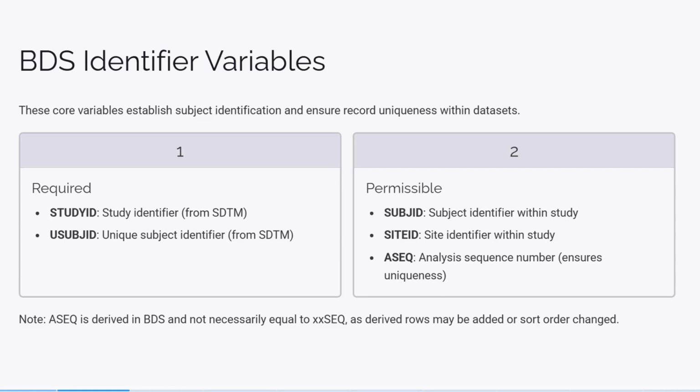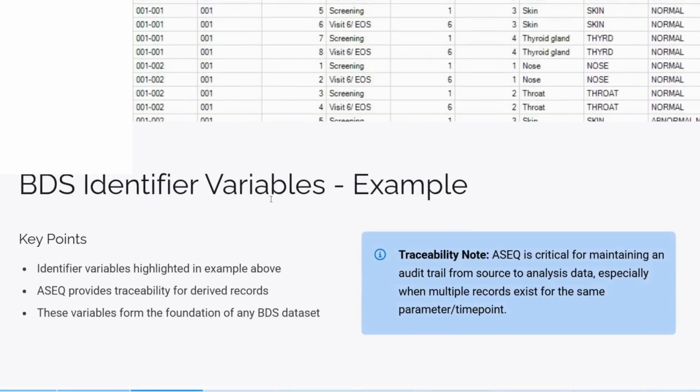Okay. So if you go to the next slide. Oops, sorry. So the BDS identifier variables example. So identifier variables are highlighted in the example above, and the sequence provides traceability for derived records. These variables form the foundation of any BDS datasets. Okay, so I think I need to change.